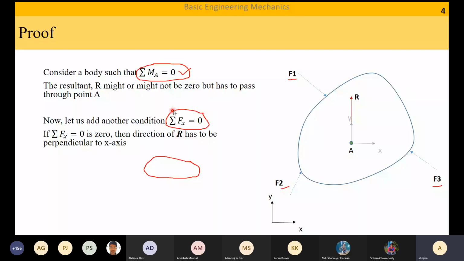Are we dealing in two dimensions only in this question? Yes. Okay.